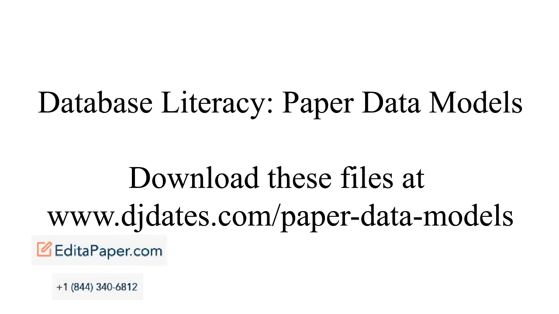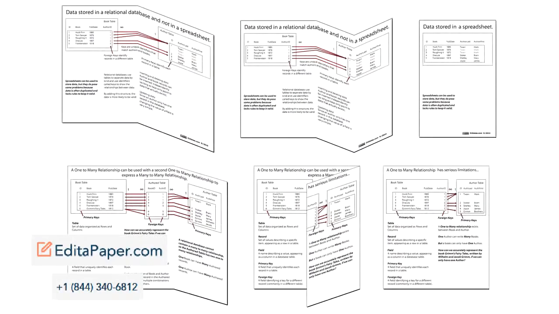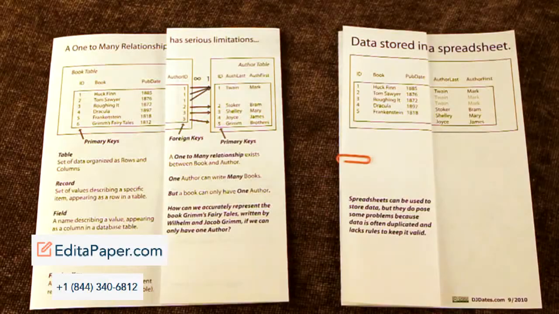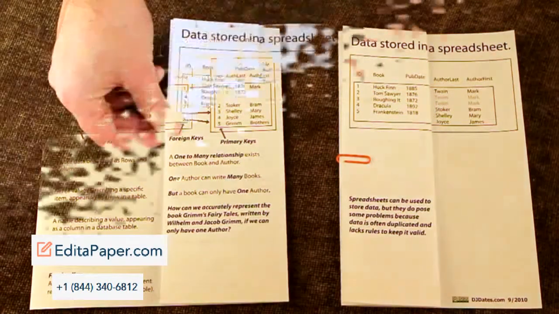I designed a pair of paper data models, pamphlets basically, to assist with teaching database concepts. The two paper data models use data about books and authors to demonstrate a flat file database, a one-to-many database relationship, and a many-to-many database relationship. These pamphlets are then used by students during class to recreate the same data models in Microsoft Access.